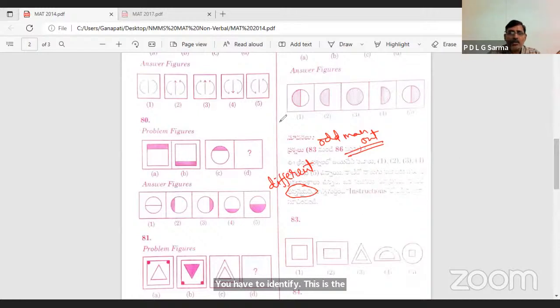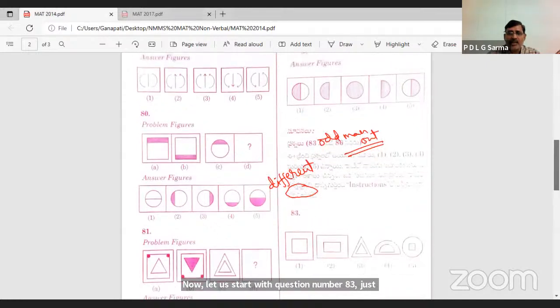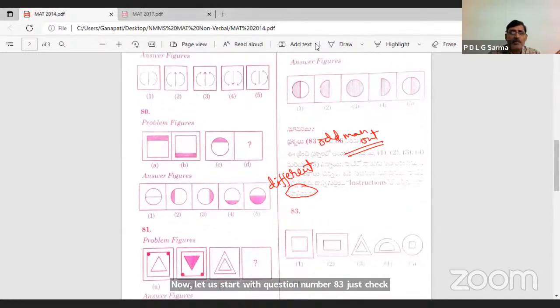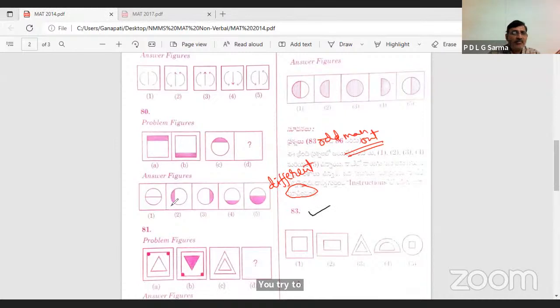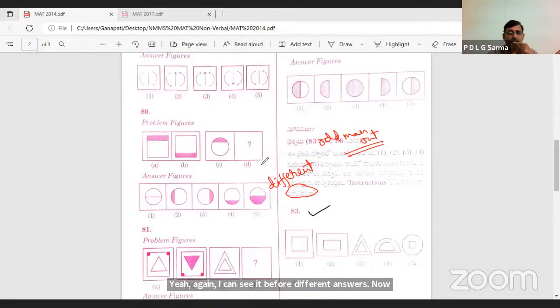Now let us start with question number 83. Just check that 83, and in this problem, try to identify which is different. Yeah, again I can see different answers. Now you have to tell me the reason. Okay, here in what way can we identify them?